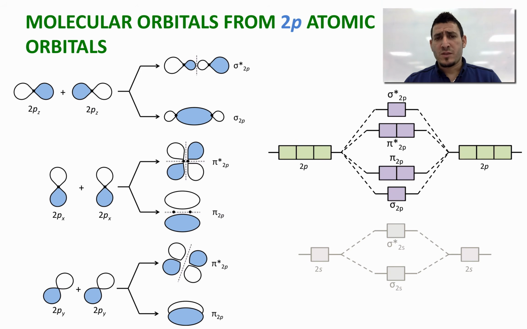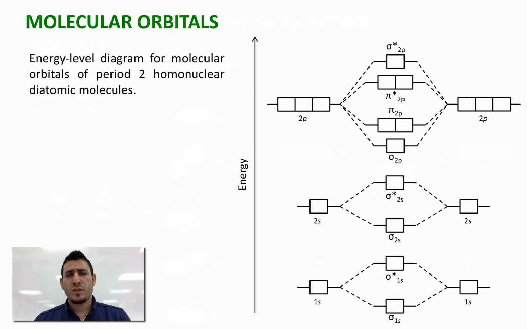So now you can see that I have a sigma 2p and a sigma star 2p, and I have pi 2p, 2 orbitals, and pi star 2p, 2 orbitals as well. Now note here that I'm combining 3 atomic orbitals with another 3 atomic orbitals. So it's a total of 6 atomic orbitals. They will result in 6 molecular orbitals. So now that I showed you how the molecular orbitals can form from the s atomic orbitals and the p atomic orbitals, we can apply this to the homonuclear diatomic molecules from the second period of the periodic table. So the general scheme will look like this.